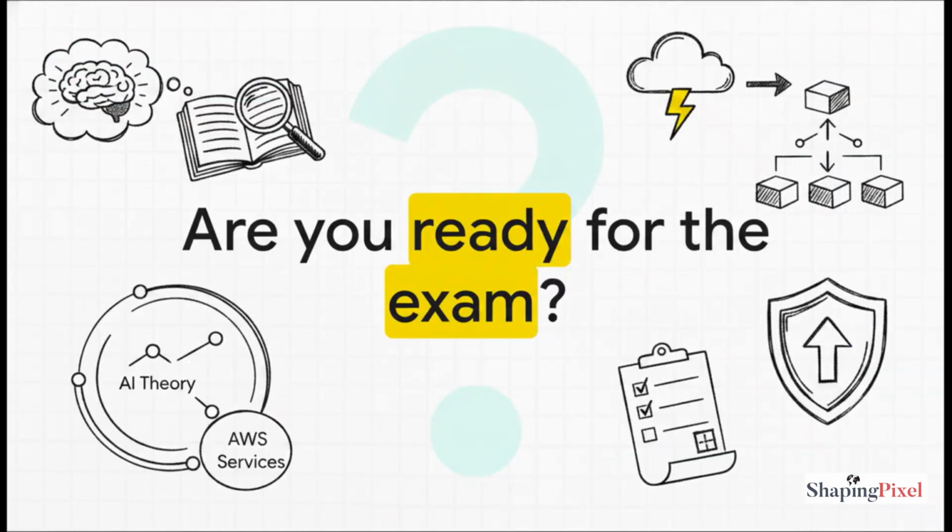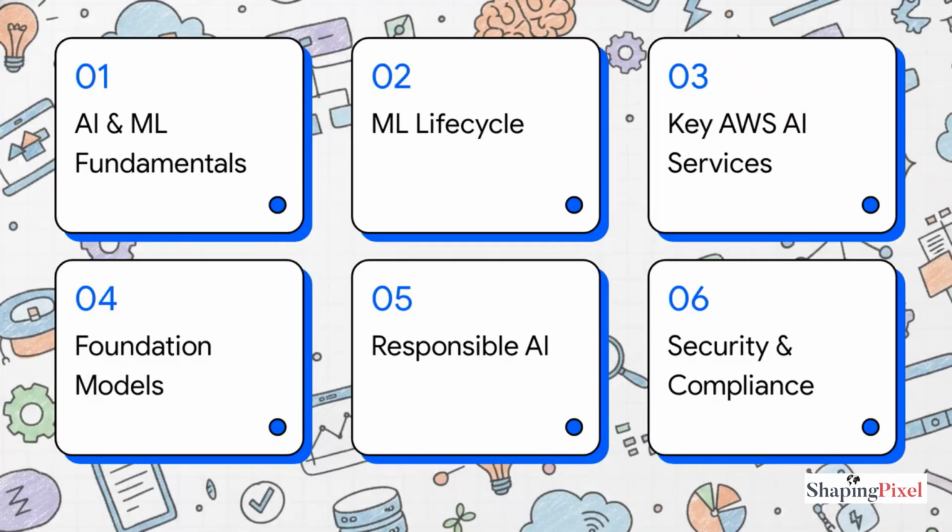Ask yourself right now, are you really ready to conquer this exam? Because success here means successfully bridging the gap between broad, foundational AI theory and those highly specific, purpose-built AWS services. We're going to break it all down for you, focusing strictly on exactly what you need to know for exam day. Here's our roadmap. We'll hit AI and ML fundamentals, the machine learning lifecycle, key AWS AI services, foundation models in Gen AI, responsible AI, and finally, security and compliance.